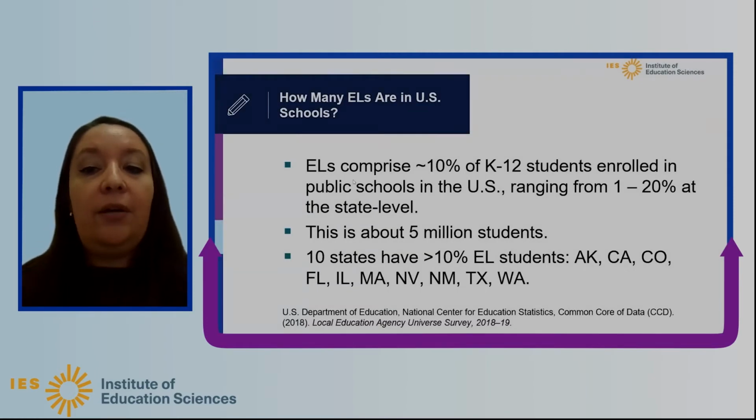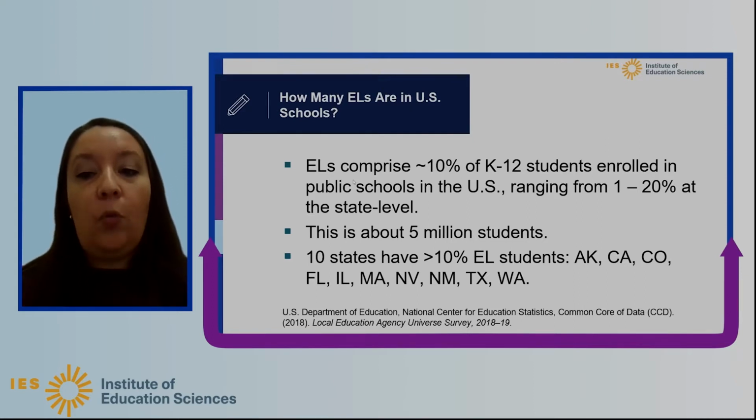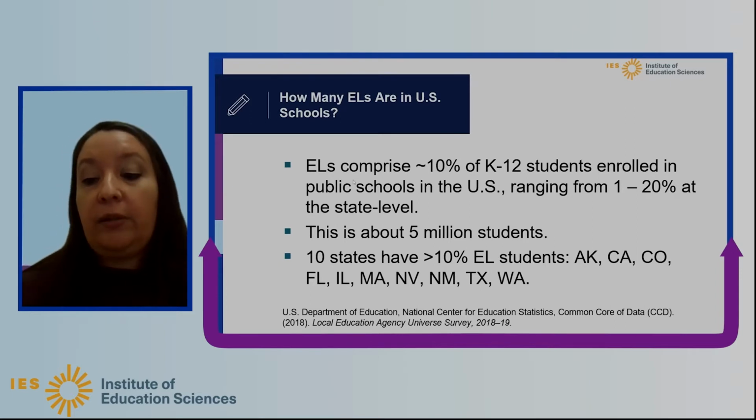In terms of how many ELs are in U.S. schools, the most recent data from the National Center of Education Statistics in 2018 showed that 10% of K-12 students in U.S. public schools were ELs. This is about 5 million students, and the percentages at the state level range from 1 to 20%. There are 10 states whose EL population exceeds 10%, and those are Alaska, California, Colorado, Florida, Illinois, Massachusetts, Nevada, New Mexico, Texas, and Washington State. So as you can see, most of these states are in the western part of the United States, and the southwestern US has 3 states where the percentage of EL students exceeds 15%, and those are California, New Mexico, and Texas.